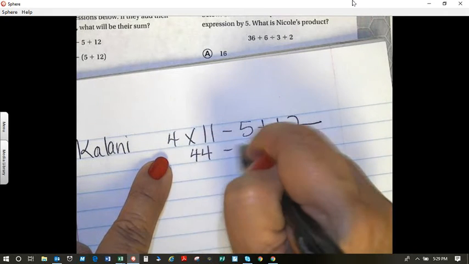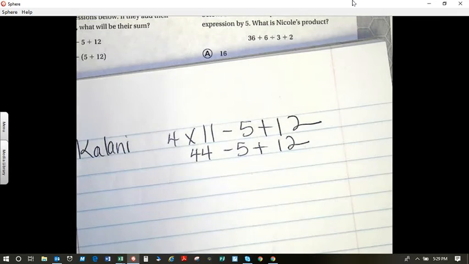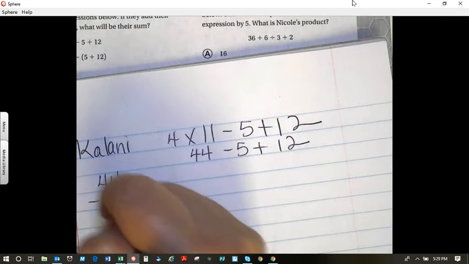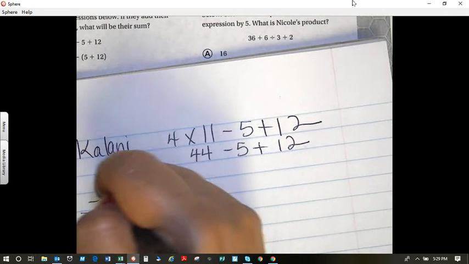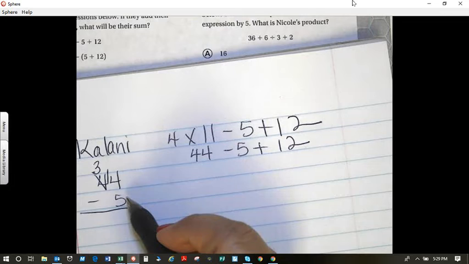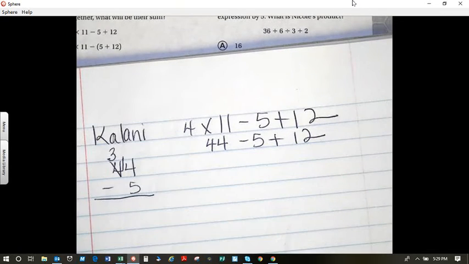I'm going to bring down everything else. Now I just have the subtraction and addition, so now I'm going to start from left to right. 44 minus 5 is what? So those of you that are still struggling, it's okay. It's not a problem. I can't take 5 out of 4. I need to regroup that. It becomes a 3. Okay. So what is 14 minus 5, or 5 from 14?